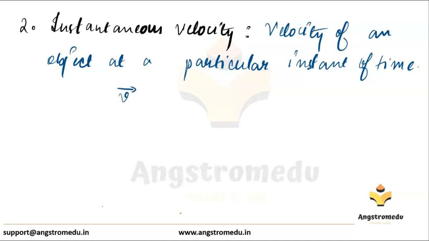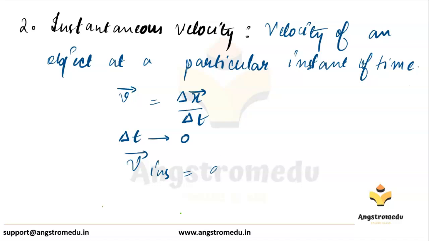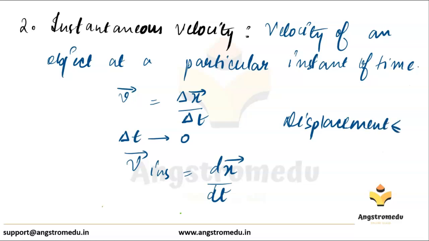We know that average velocity is equal to delta x vector by delta t. So if delta t tends to 0, then V instantaneous will be equal to dx vector by dt. We know that displacement is generally less than or equal to distance. So we can say that instantaneous speed will generally be greater than or equal to instantaneous velocity.